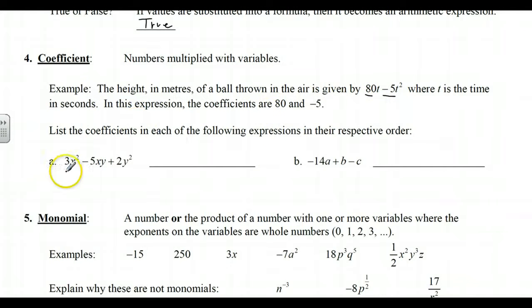List the coefficients in each of the following in their respective order. So the first coefficient is 3. Then, okay, now we've got to be careful and make sure we get the negative with this. Negative 5, and then 2. Negative 14. Now, does b have a coefficient? There's no number there. Well, yeah, there is. It's 1b. So we need to put down the 1. And negative c is negative 1c. So we have negative 14, 1, and negative 1.